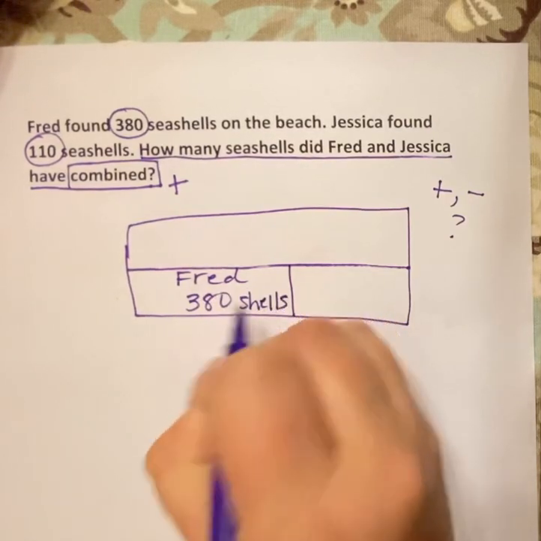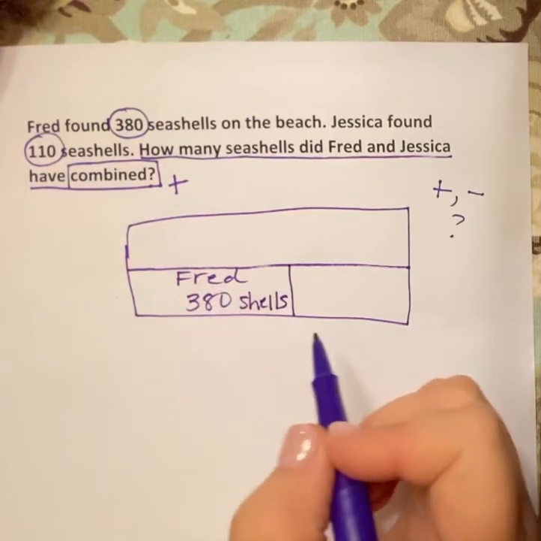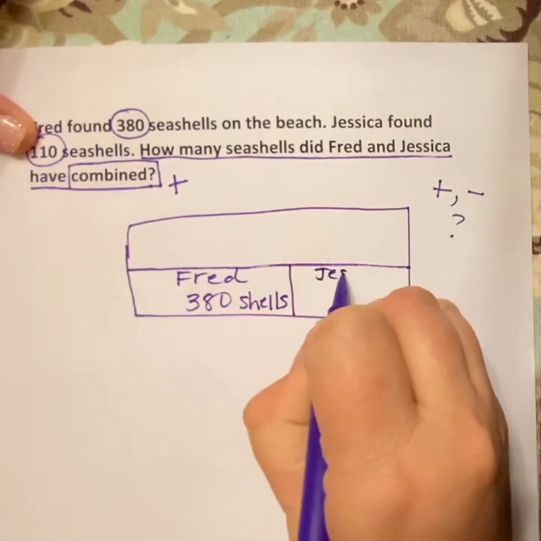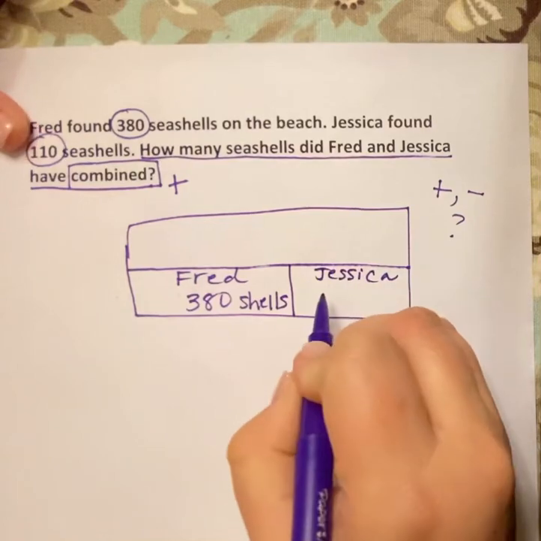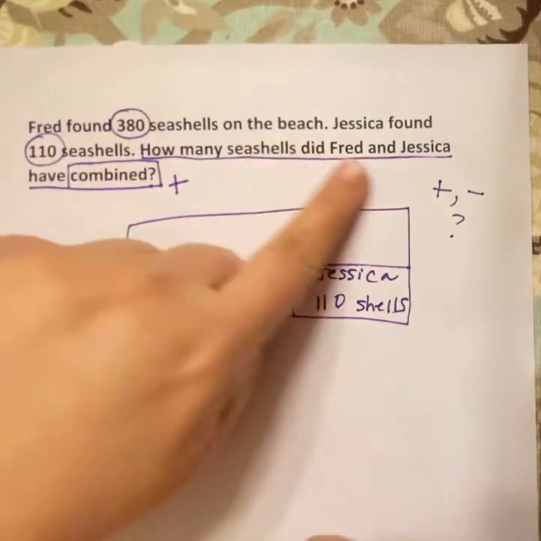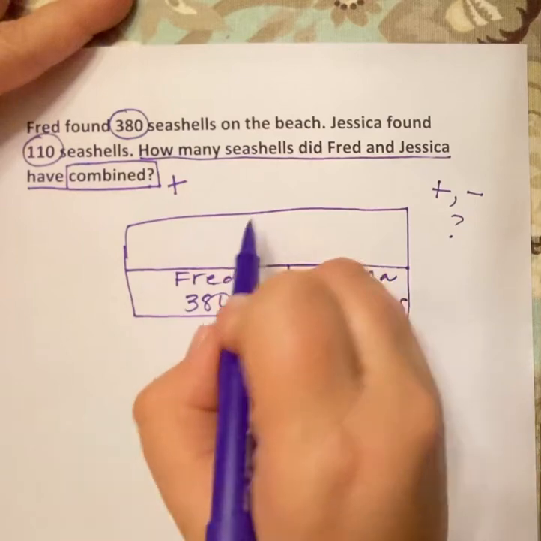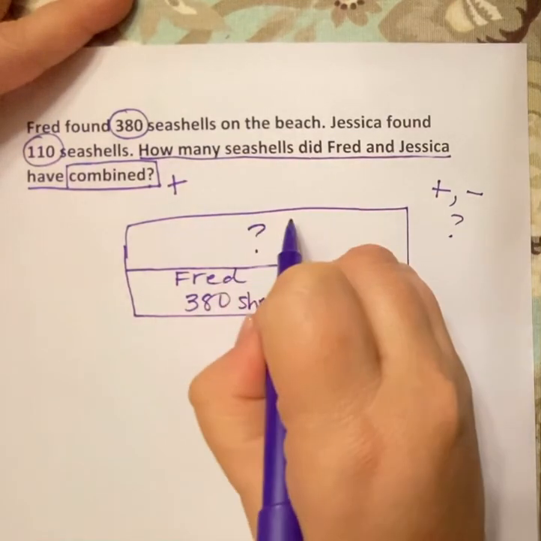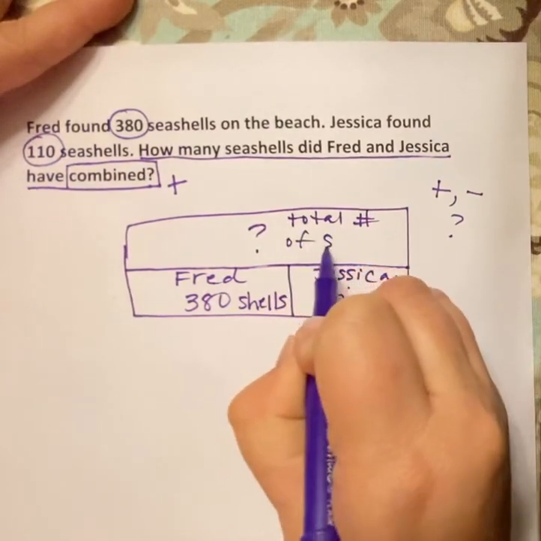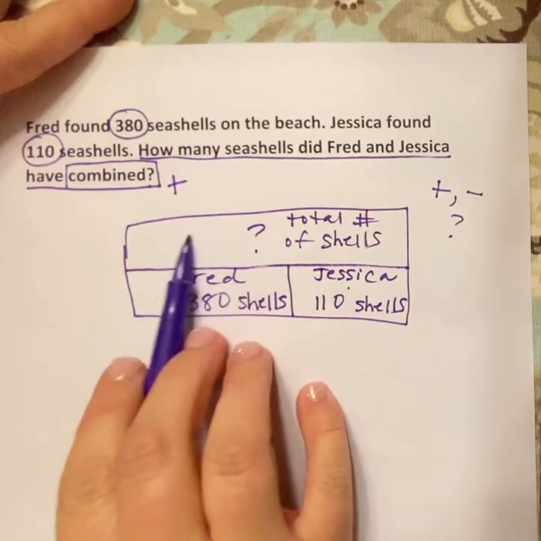And remember, you don't just wanna write 380, you do wanna write your labels. That's just what a good mathematician does. Jessica has, I'm just gonna write Jessica. She found 110 shells. So my question is my total here. I have my parts, so now I need to find my whole. I am looking for the total number of shells, okay?